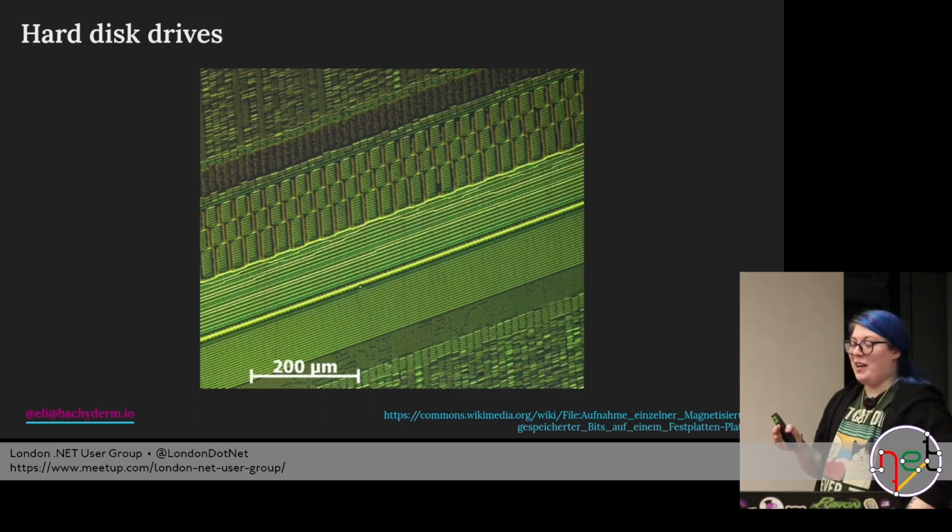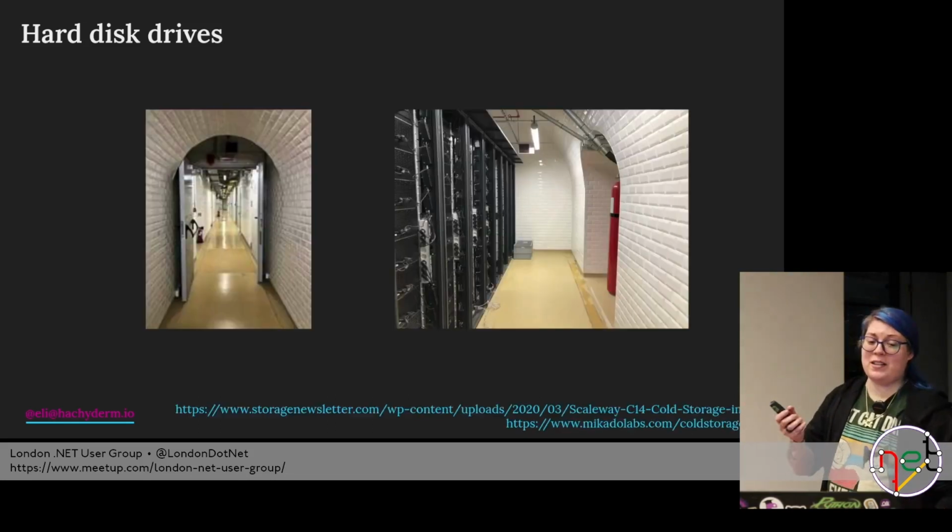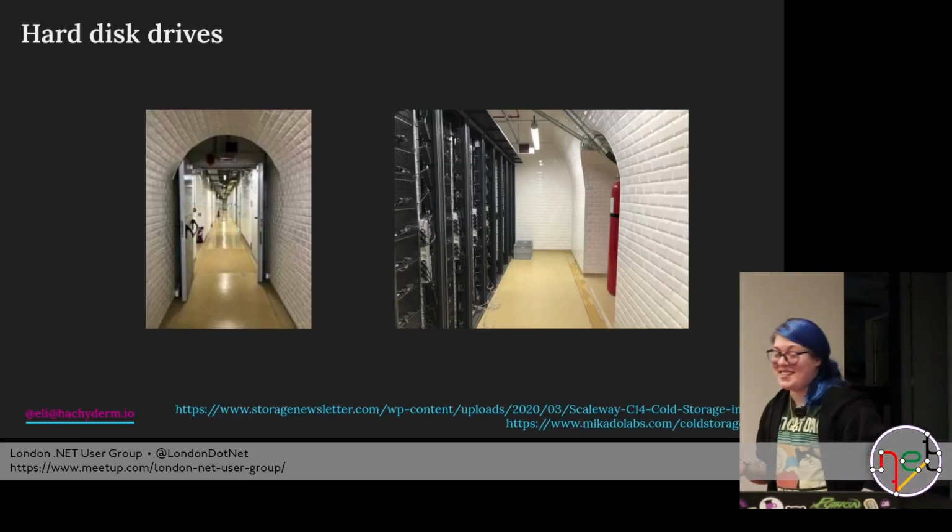I just love that, we made the magnets too small and the universe doesn't like it. That's so cool. That's so cool. It's really cool, isn't it?